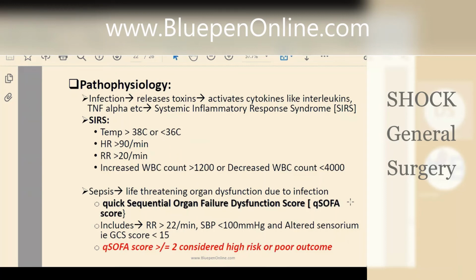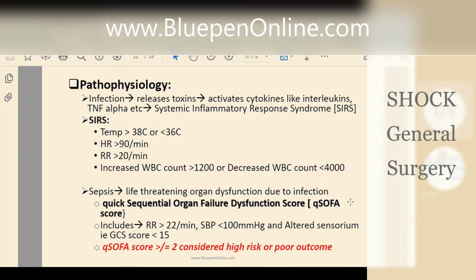Because the normal WBC count is between 4,000 to 12,000. It depends on different labs; the upper limit may be 12,000 or 10,000. Most commonly we take 4,000 to 10,000, or 12,000 also you can take for now. So what is the most common sign of septic shock? There will be increased WBC count greater than 12,000, or the WBC count will be decreased less than 4,000.